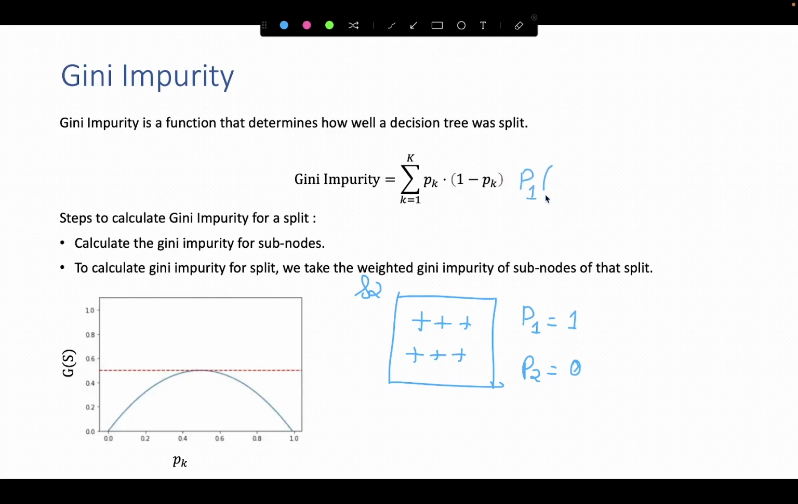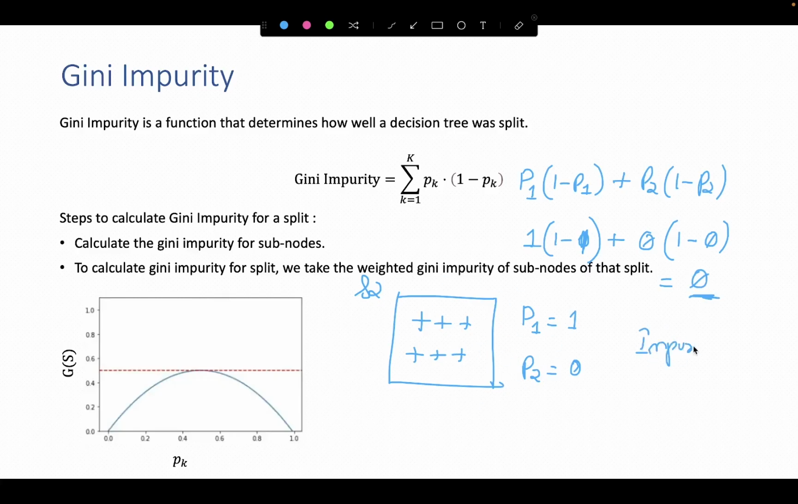With the expansion, it's going to be P sub 1 multiplied by 1 minus P sub 1 plus P sub 2 multiplied by 1 minus P sub 2. Plug in these values of P sub 1 and P sub 2. This is going to result in 1 multiplied by 1 minus 1 plus 0 multiplied by 1 minus 0. This is going to turn out to have a value of 0. The impurity here in this particular case is going to be 0.